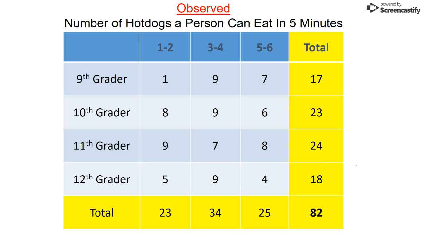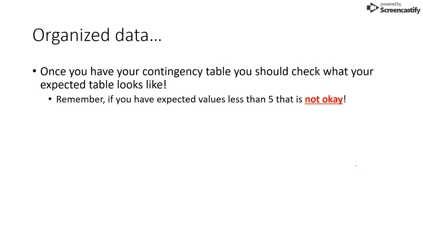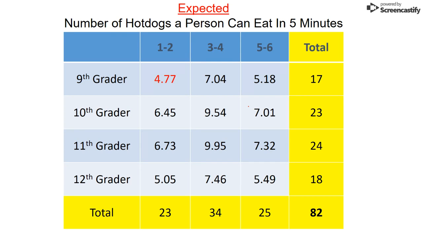And in this case, this is comparing the number of hot dogs a person can eat in 5 minutes compared to grade level. And in this case, just talking again about some of the issues you might run into. Remember, expected value less than 5 can't happen. So sometimes I might have made intervals, right?